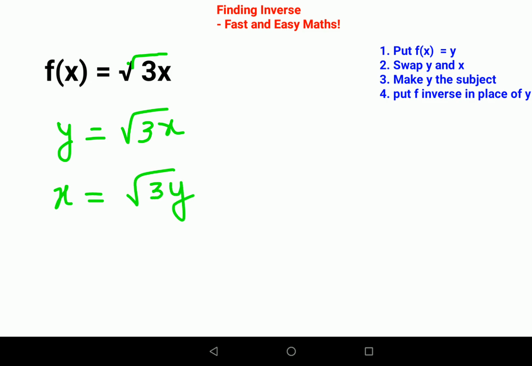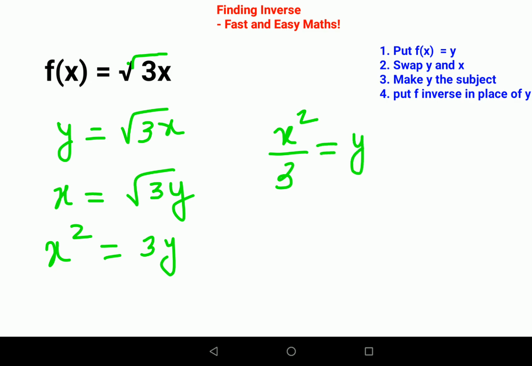Let's make y the subject, so we'll first remove the square root. Squaring both sides, we get something like this. We want to remove this 3 from this side, so your final thing will now become x squared upon 3 is equal to y. Therefore I can say that f inverse of x is nothing but x squared upon 3. I hope this is now making more sense.